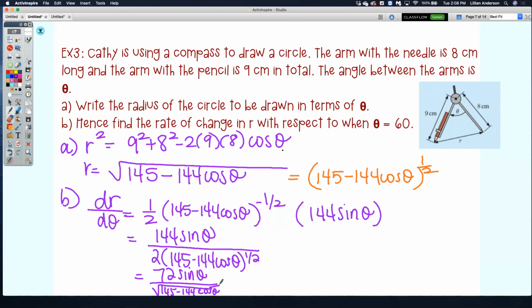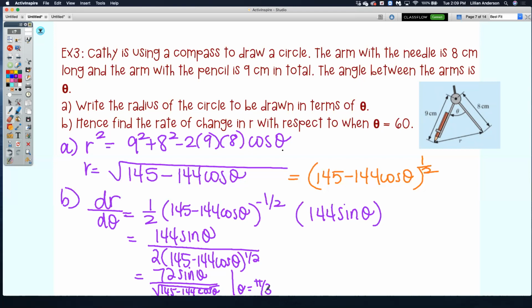Rationalize it? No. Because remember, we wanted to find the rate of change when theta is equal to 60 degrees. So once I find my derivative, I want to evaluate this when theta is 60 degrees. Or what radian? Pi over 3. Let's use our calculator, because it's probably not going to come out nice. Definitely not. Okay? So again, we took the derivative.